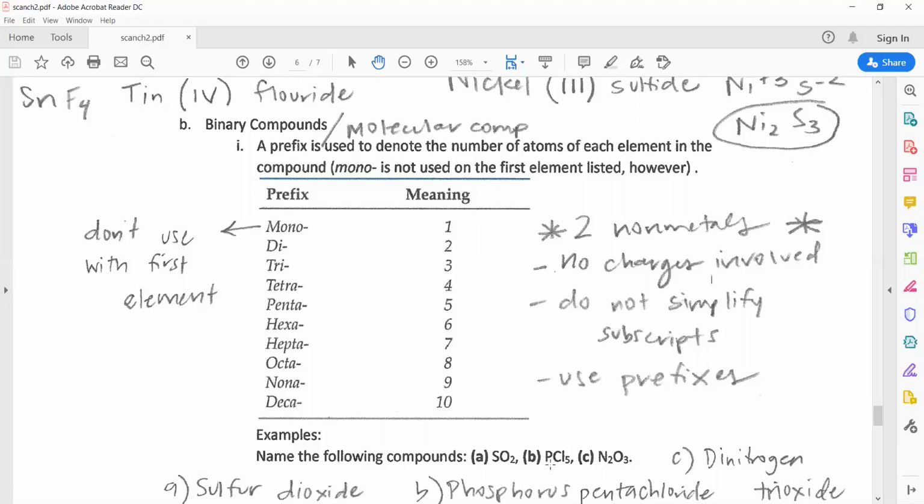PCl5. Phosphorus comes first. You use the full name. It does not get a prefix because it would be mono, which we don't use on the first element. And then there's 5 chlorines, so we say pentachloride. So I used the correct prefix, and I changed the ending to "ide." Thirdly, N2O3, there's 2 nitrogens, so the prefix for 2 is di. So dinitrogen, use its full name. There are 3 oxygens, so it's trioxide.